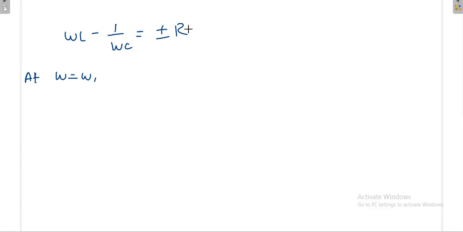Okay, what we will get, plus R or minus R. So when omega is equal to omega 1, that means when the resonant frequency is here, your omega 1 is here. When your omega is less, which one will dominate? This one will dominate. That means negative will dominate. So that time you will get minus.